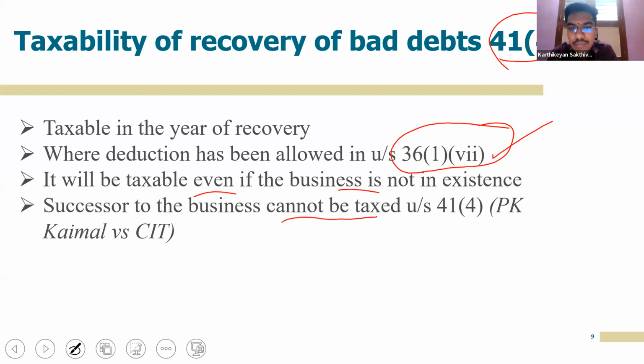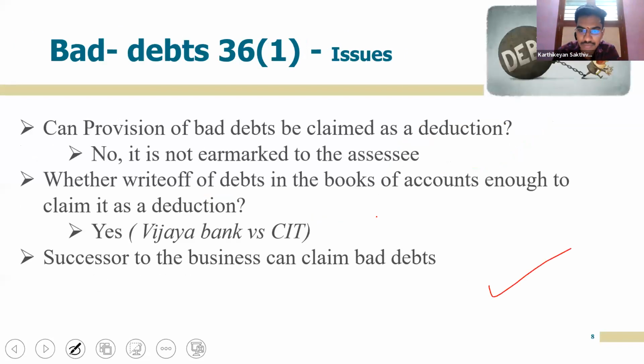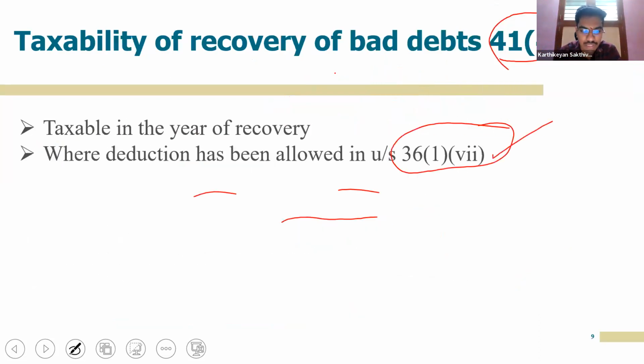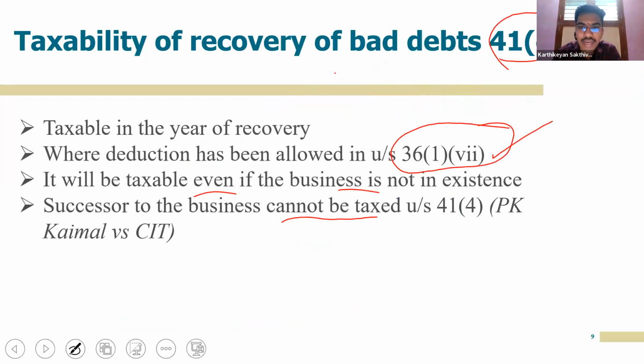Now my father, let us go to the same case. In 21-22 my father wrote off 5 lakhs as bad debts. In 22-23 I have taken over the business, and in 23-24 I am recovering this bad debt of 5 lakhs. Can this 5 lakhs be taxed in my hands in 23-24? They cannot do it. That was as per the decision of the PK Kaimal judgment. It was said that a successor to the business cannot be taxed under 41(4).